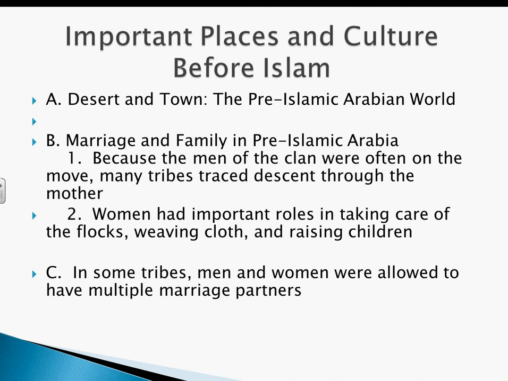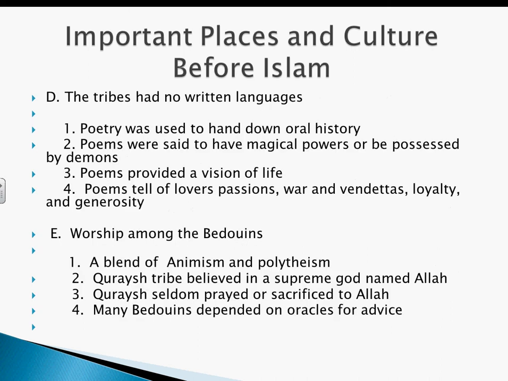In terms of the social structure, men usually claimed their lineage through their mothers. Women had an important role in taking care of the children, raising the crops, tending the flocks, and weaving cloth, and those sorts of things. Multiple marriages were allowed for both men and women. At this period, they had no written language, but they told stories through poetry.